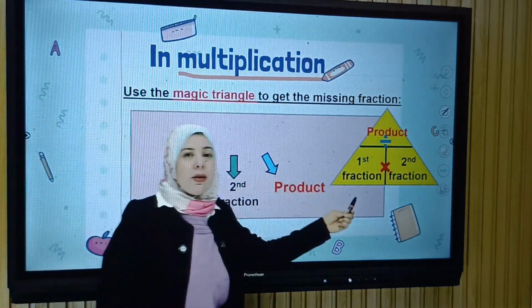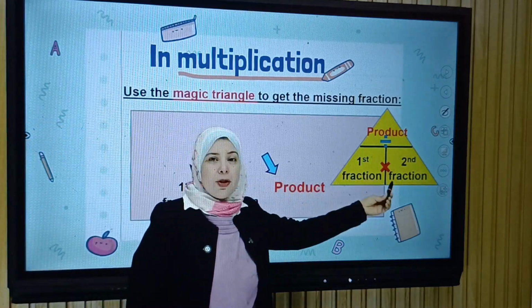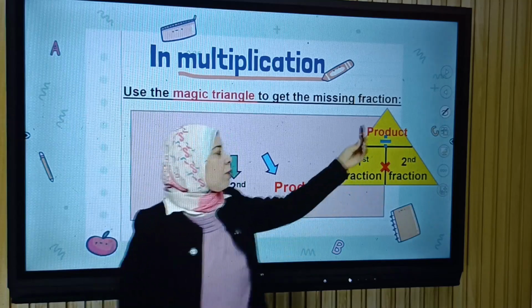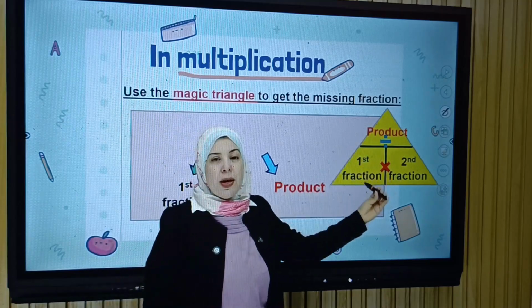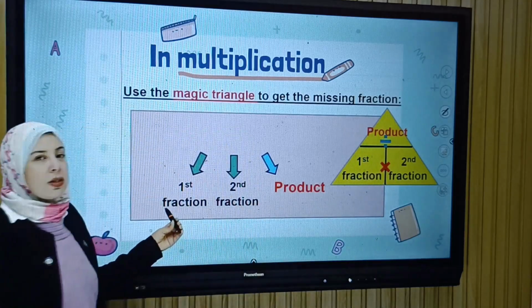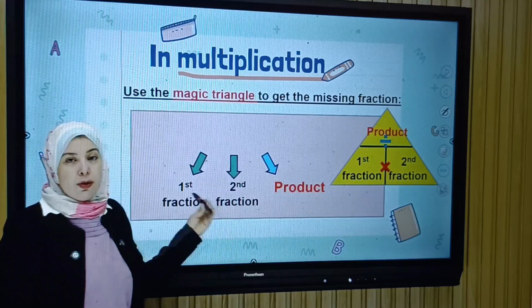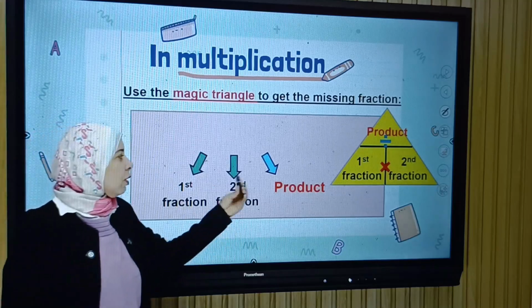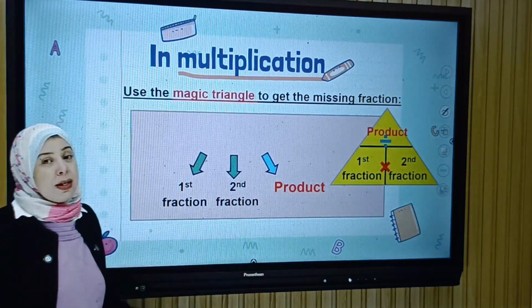This magic triangle contains fraction multiplying by fraction. So the answer is the product, the multiplication of any two fractions is called the product. Usually the first fraction is given and the second fraction is given. That's why I can get the product in an easy way.